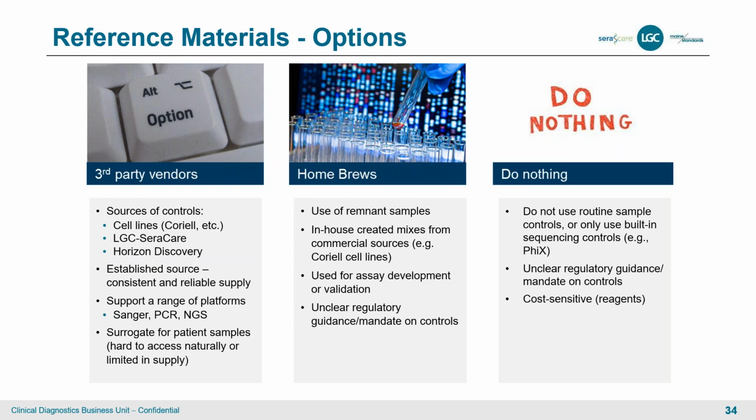We do recognize that a lot of people want to do homebrews. So these are remnant samples in your lab. You may have detected a certain variant, you have material remaining in your freezer, or you can buy different cell lines from different folks. People in the U.S. obviously buy from places like Coriell, and you can create your own mixture there. There's very unclear regulatory guidance, which is what sometimes creates confusion. In the market, there are unclear regulations and mandates on controls. So that's the challenge with that.